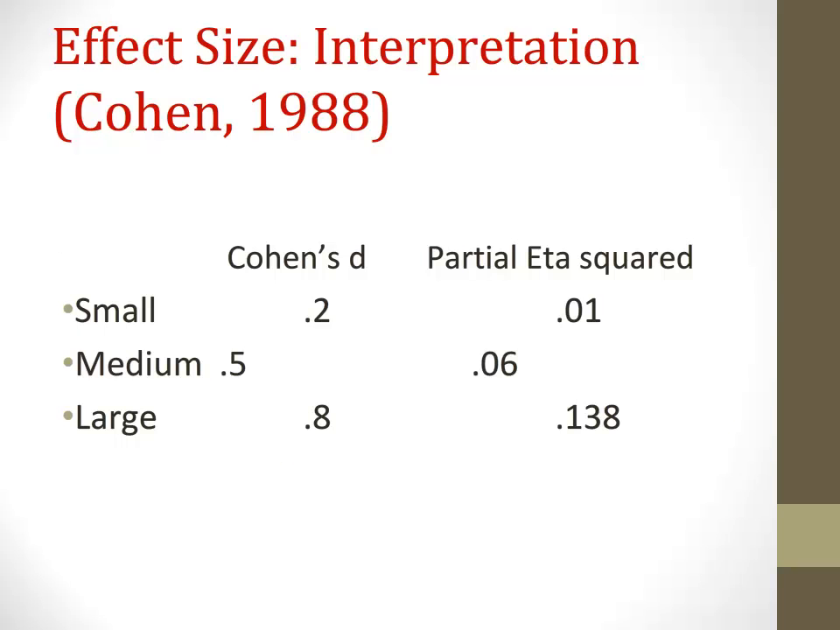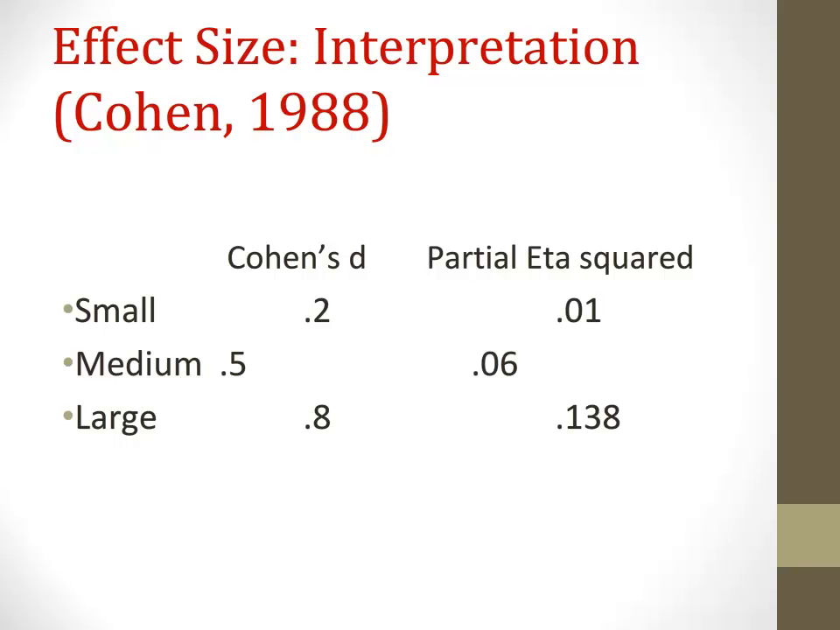Here you see the conventions for interpreting both Cohen's d and partial eta squared. What you'll notice is that partial eta squared is still interpreted as small, medium, or large. However, the values are different here. Let's take a look at these values. A small effect size for partial eta squared is 0.01.